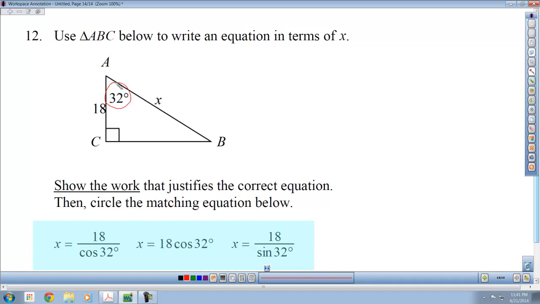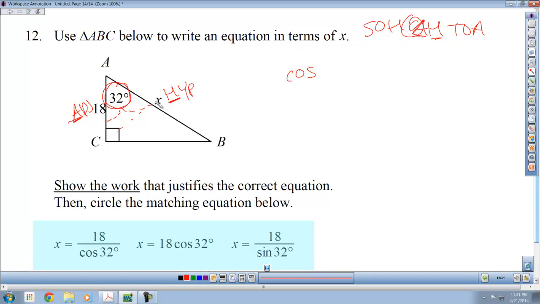So if this is my angle, I need to name these two sides. So how about the 18? Opposite, adjacent, or hypotenuse? Well, that is definitely an adjacent side. And how about the x? Opposite or hypotenuse? Well, we can see it is definitely the hypotenuse. If I use SOHCAHTOA, I should be able to pick the right ratio. So who uses adjacent and hypotenuse? That is a cosine problem.